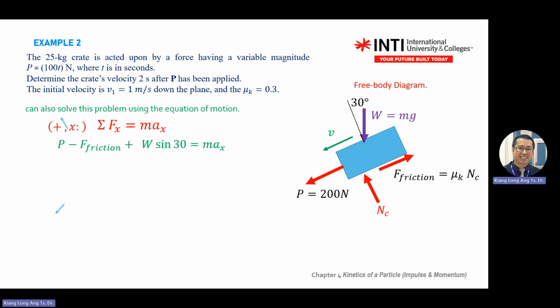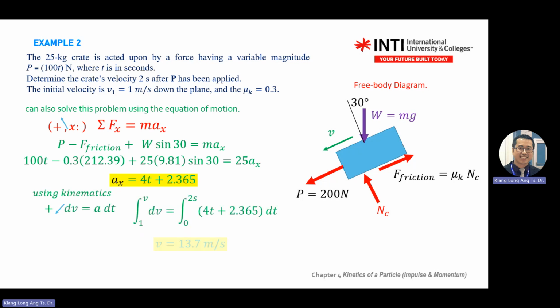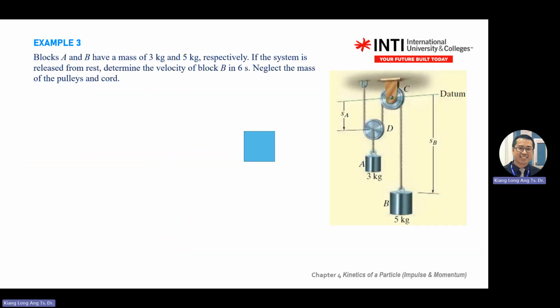Okay, example 2. Okay, example 3. Pulley system again. You see there are two objects, 3 kilogram and 5 kilogram. Even if you drop the 5 kilogram, you know that object A will go up. So you have 3 kilogram, 5 kilogram. If the system is released from rest, determine the velocity of block B in 6 seconds.